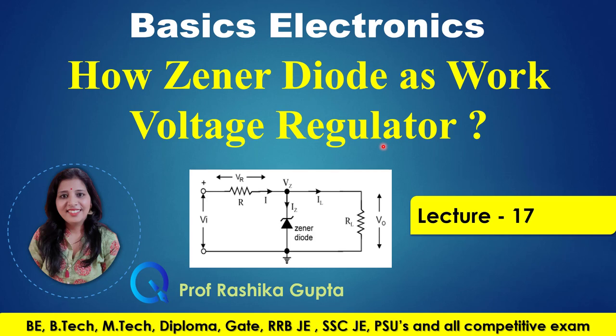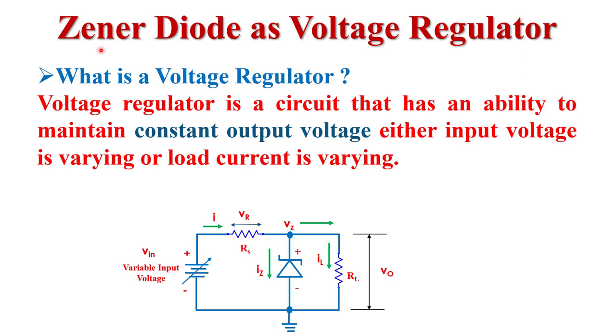So let's start with the topic: Zener diode as a voltage regulator. But before I discuss this topic, we must know what a voltage regulator is, or what the function of a voltage regulator is. A voltage regulator is an electrical circuit that has the ability to maintain a constant output voltage, whether the input voltage is varying or the load current is varying.